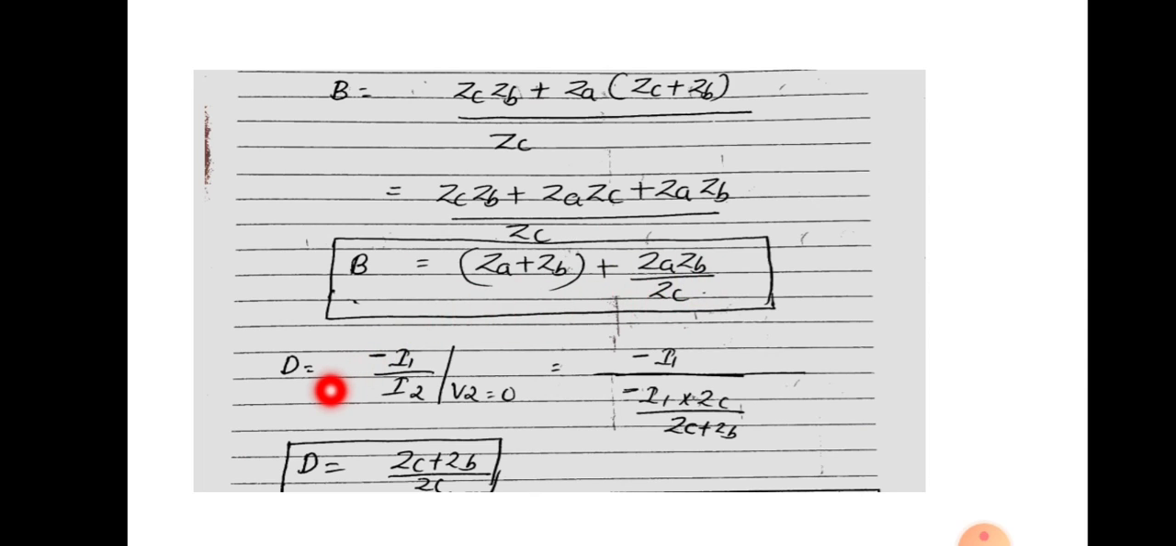Next, you want to find out the value of D. D is also obtained in the same manner. Now we have the equation for I2, so you can similarly substitute the value of I2. So you will get D equal to ZC plus ZB divided by ZC.